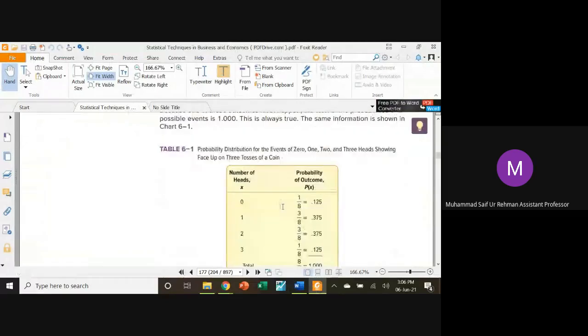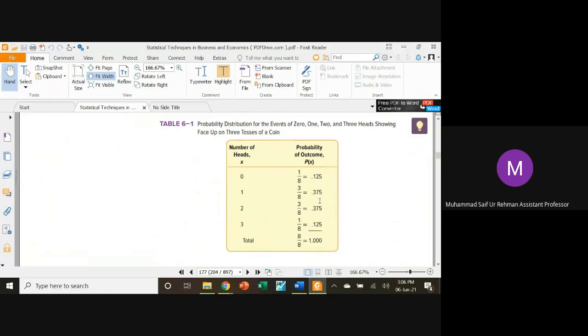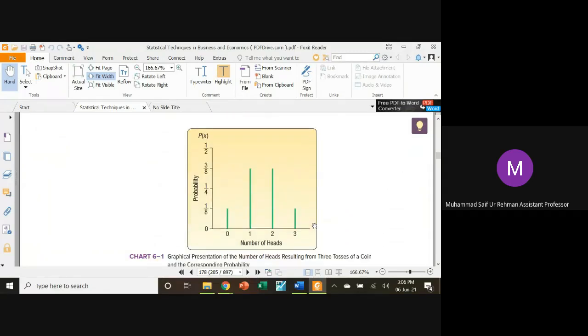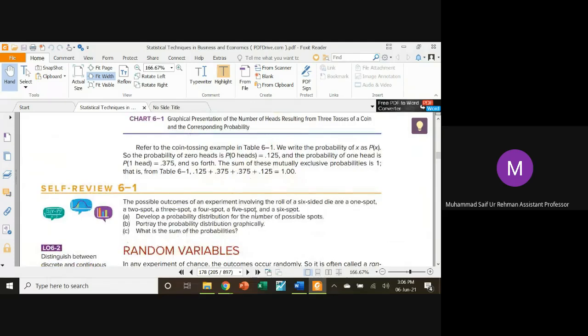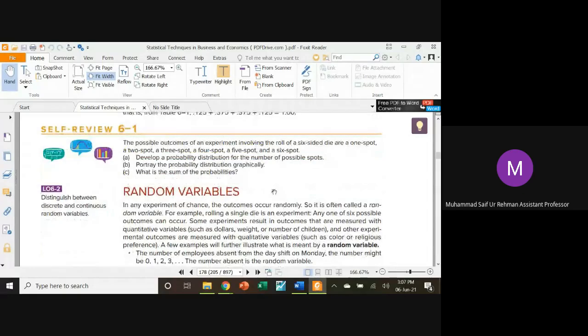So you can see this example from here. You may write down probabilities in this way. 1 over 8 is equal to 0.125, like this. But the sum is this, no problem. So the possible outcomes of an experiment involving a roll of a 6-sided die for a 1 spot, 2, 3, 4, 5, 6. I have developed a probability distribution for the number of possible spots in the form of a table, and portrayed the probability distribution graphically. And what is the sum of the probabilities? I have already said that the sum will equal 1. So I have solved this self-review 6-1.